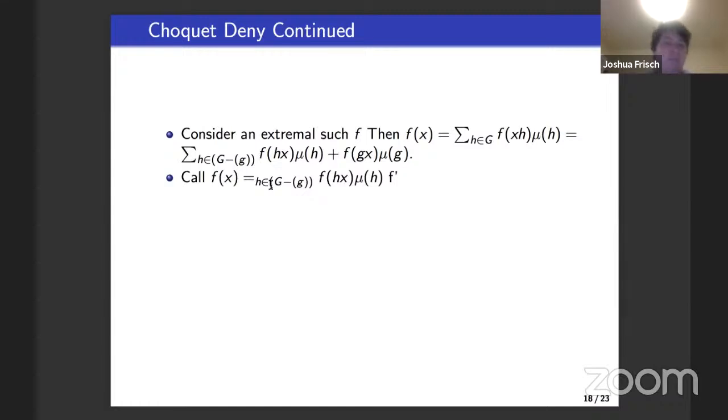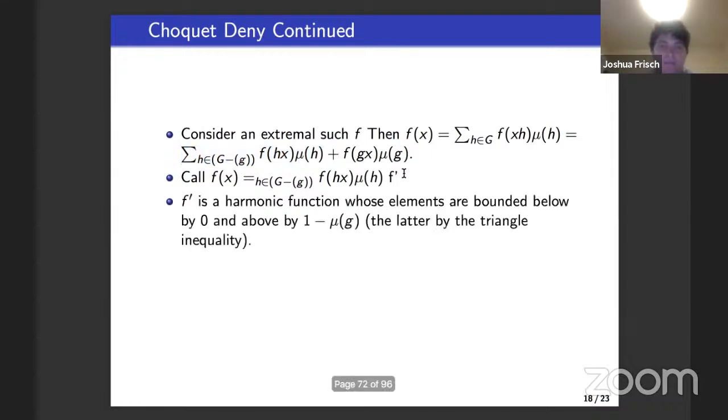And I have a complicated function here. There should be a sum here. Then we're going to call this function f prime. So we're going to say that f is going to be equal to f prime plus mu of g times g of f. Well, what can we say about this sort of complicated sum?